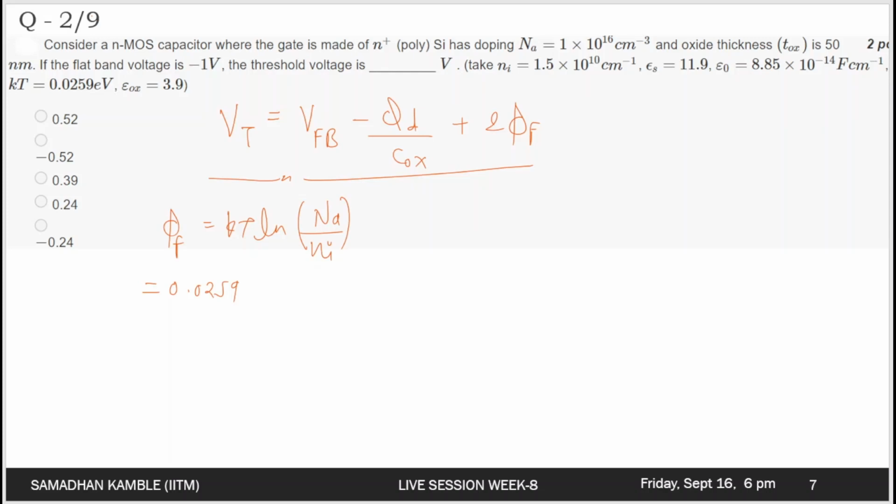Okay, so if you just substitute it here, we'll get the value of phi f, with 10 to the power 16, where Ni is 1.5 times 10 to the power 10. So we'll get the value of phi f as 0.347 volt. Okay, so we have got phi f now. Let us try to find out the depletion charge.